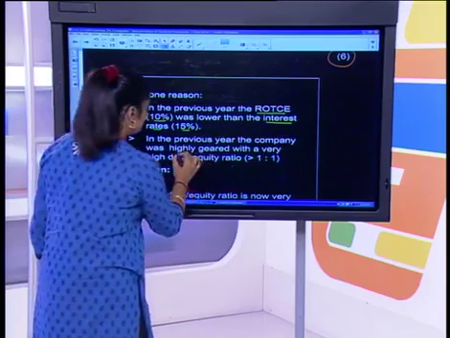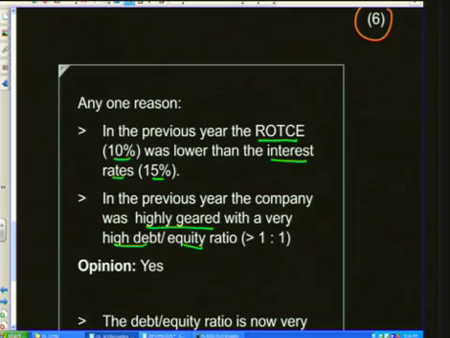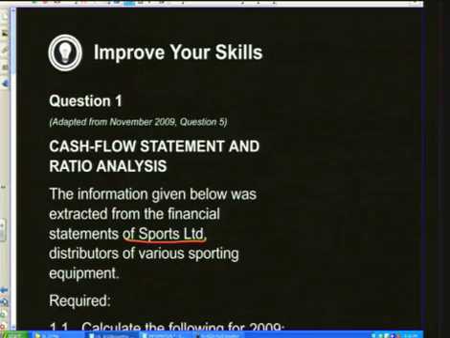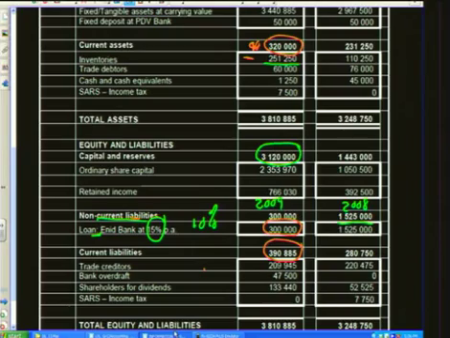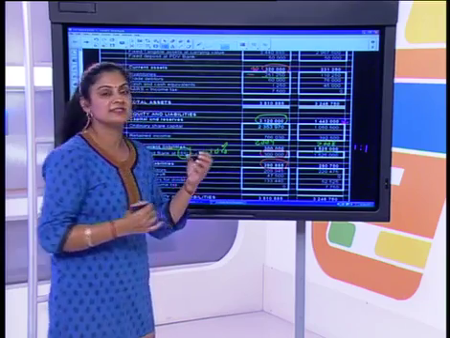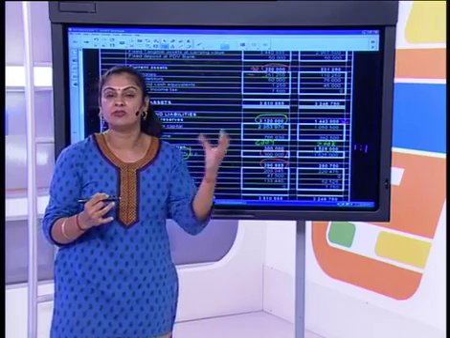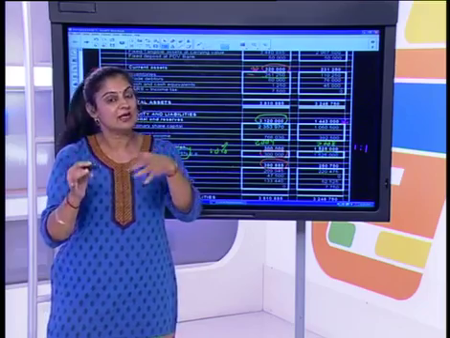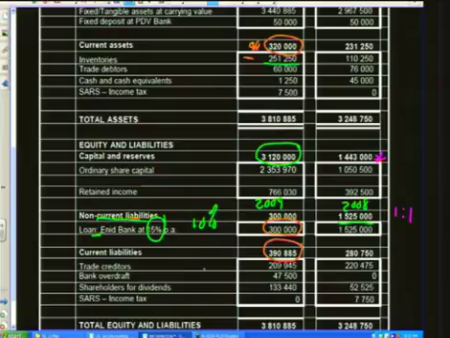Another possible reason, guys: in the previous year, the company was highly geared with a very high debt-equity ratio. Remember, you don't have to calculate the previous year's debt-equity ratio. All we've got to do is find the balance sheet and compare. In 2009, my equity was 1,443,000, compared to your debt of 1,525,000. So immediately we can see that the ratio was greater than 1:1. In other words, this company was high risk. They were very highly geared. They relied too much on borrowed capital. So it makes sense for the directors to decide in the 2009 financial year, let's now pay back a significant portion of this loan.